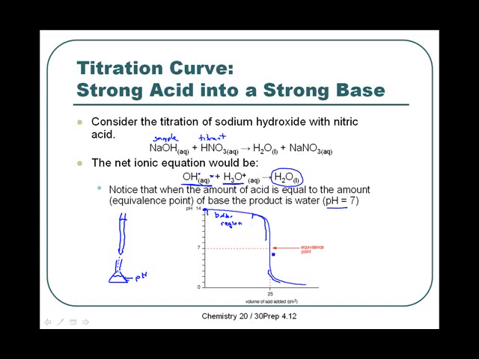Here, from this point on, there's more acid in the flask than base. So from this point on, the acid would be in excess. In the middle of this big drop is going to be our equivalence point. For strong acids and strong bases, the equivalence point happens at a pH of 7.